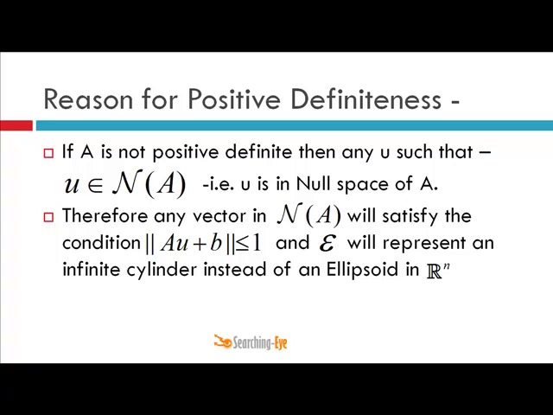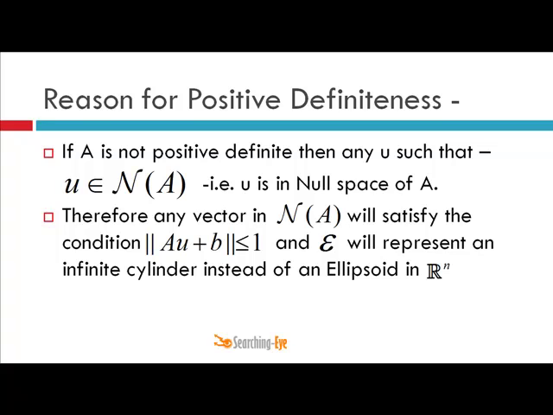So you take any vector in the null space of A and put that vector here. If A is not positive definite, then for any U in the null space of A, you can have a length along this direction and it will satisfy this quantity. If you try to visualize it, this will represent an infinite cylinder in an n dimensional space.